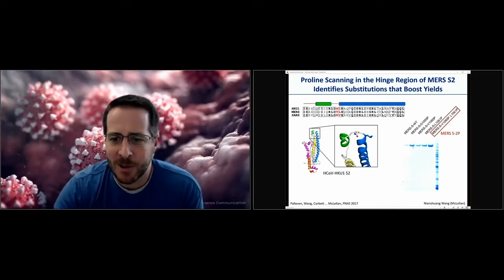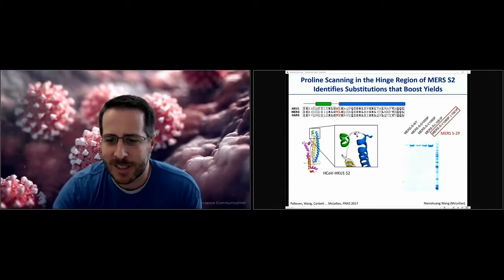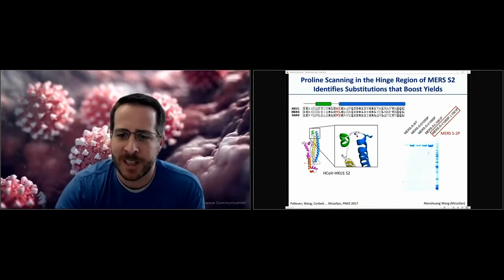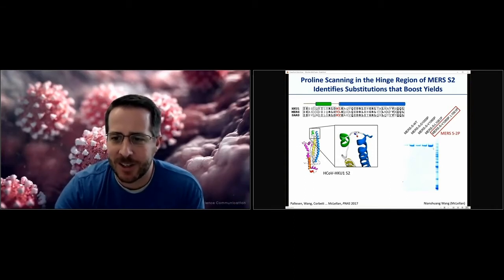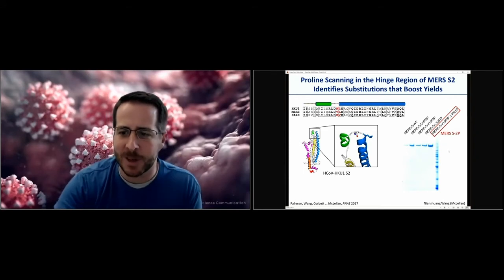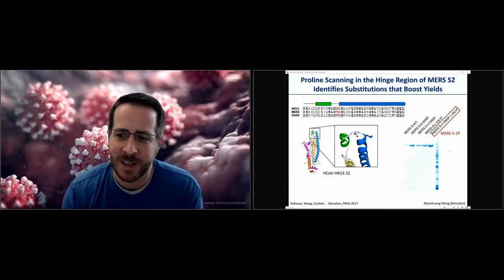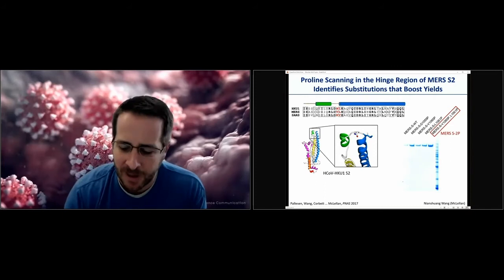And so substituting one residue to proline, we got a huge boost in expression. And then some additional residues to proline, we saw similar increases in expression. And finally, we decided to change two of these residues simultaneously to proline. And we went from a relatively small amount of protein to like a 50-fold increase in the protein. So we called that MERS S2P, for 2-proline.